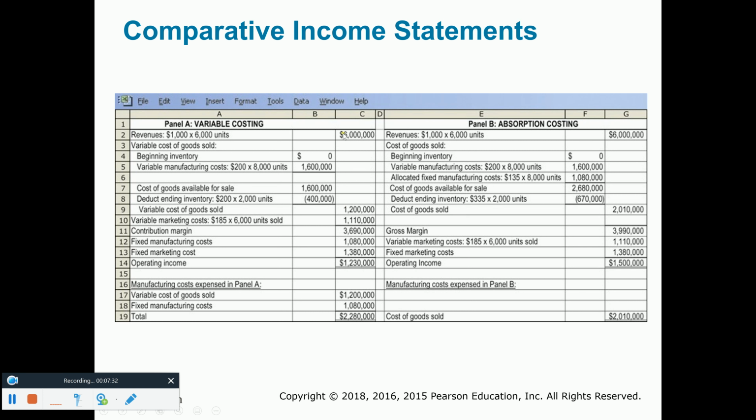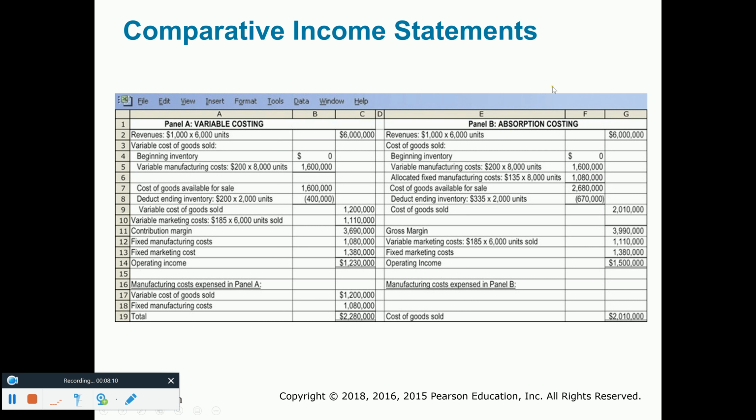Take these two numbers, subtract them from the revenue of 6 million, we get a subtotal called contribution margin. From the contribution margin, remember the formula, we're going to subtract out all of our fixed costs. In this case, we have 2. We have fixed manufacturing costs of $1,080,000, and we have fixed marketing costs. You subtract out your fixed costs from your contribution margin, you are left with operating income, $1,230,000.